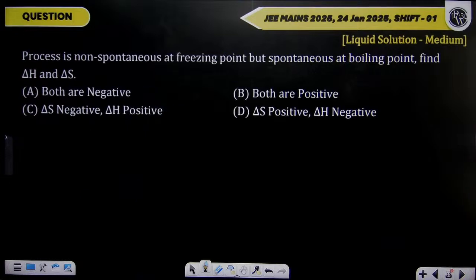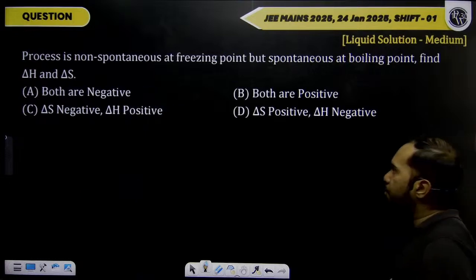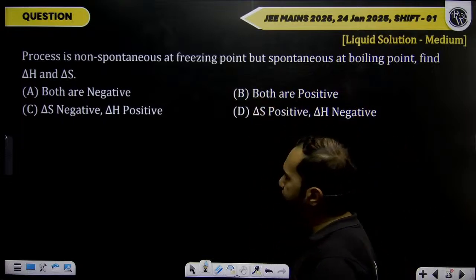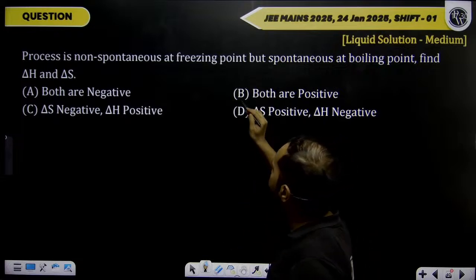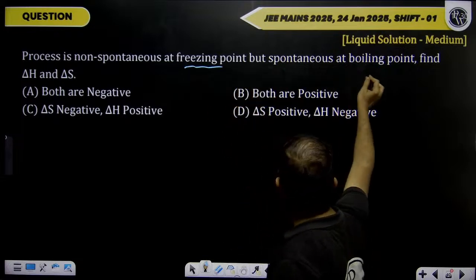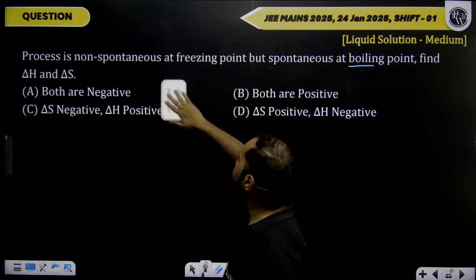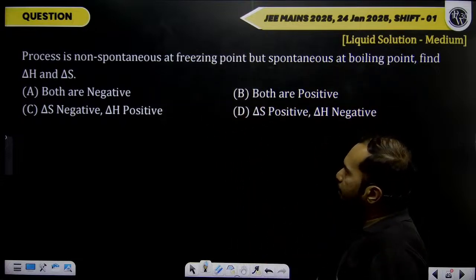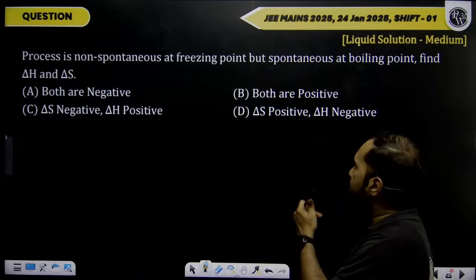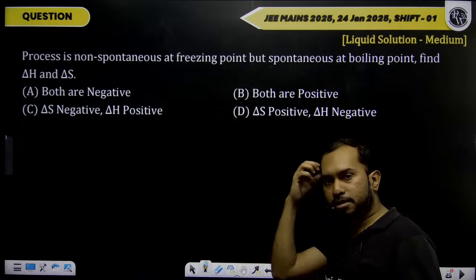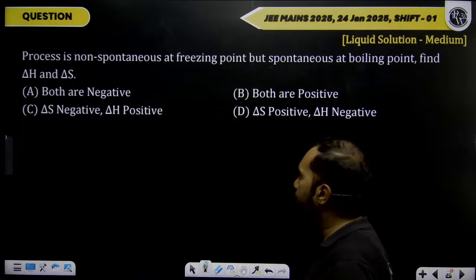Next question. The process is non-spontaneous at freezing point but spontaneous at boiling point. Now students, don't get confused with these terms, freezing point and boiling point. They are just talking about lower temperature and higher temperature. That's it. So they are saying that the process is non-spontaneous at lower temperature and spontaneous at higher temperature. So what will be the sign of delta H and delta S?